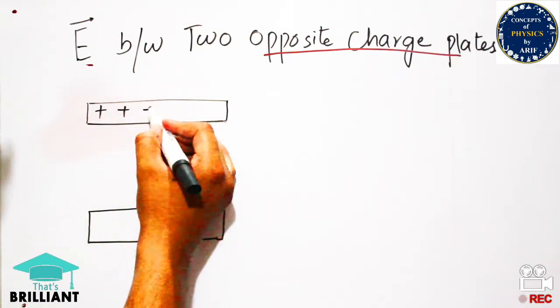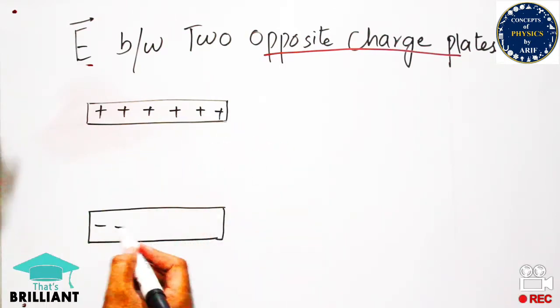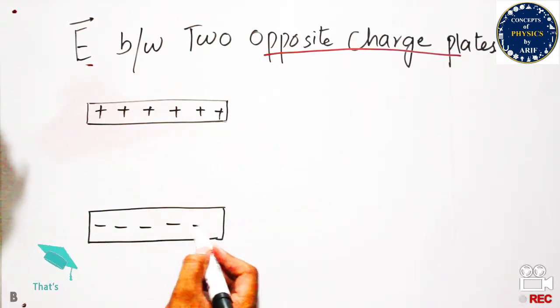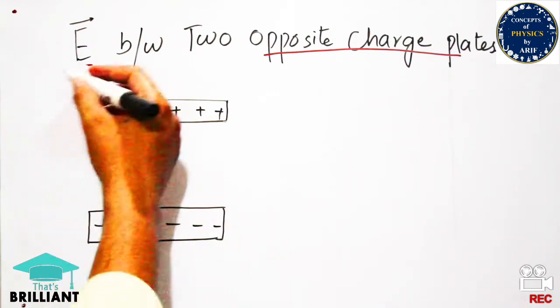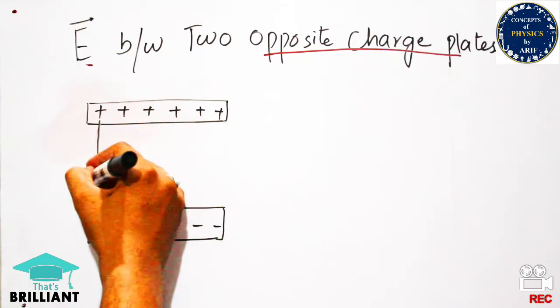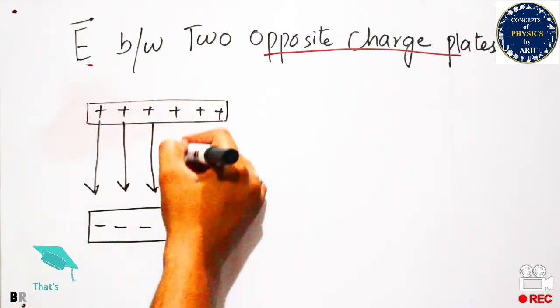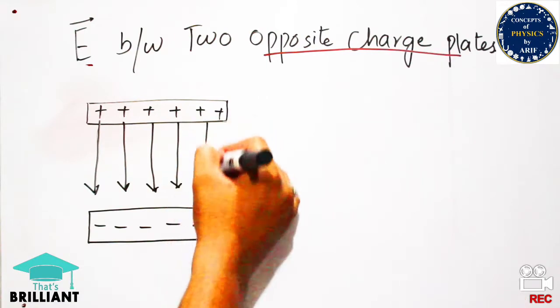The principle of electric charge is that the electric field lines start from the positive point and end at the negative point. So according to this principle, electric field lines start from the positive plate. The arrowhead shows the direction of the electric field lines between these two plates.